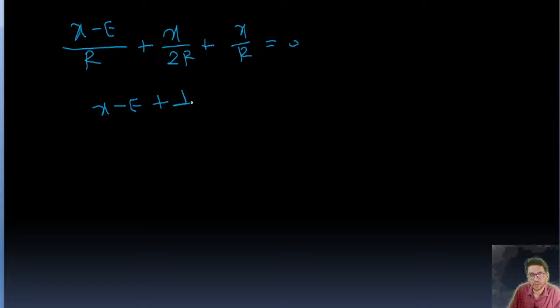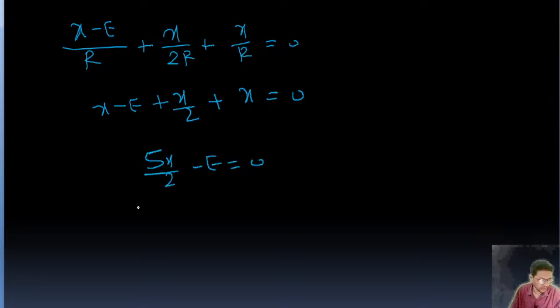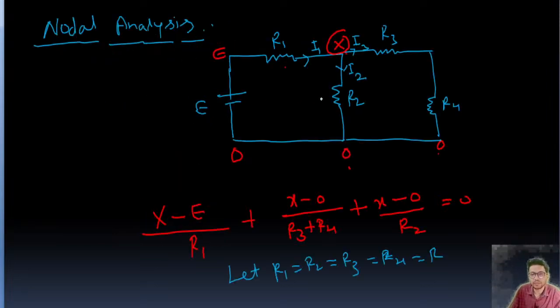So this is x by 2, my apology, x by 2 plus x equal to 0, right? If we solve it, this is going to be 5x by 2 minus e equal to 0, and from here the value of x is going to be 2e upon 5. Okay, so now we have got the value of x, and now very simple, we can find total current, current in this loop, current in this loop, current here.